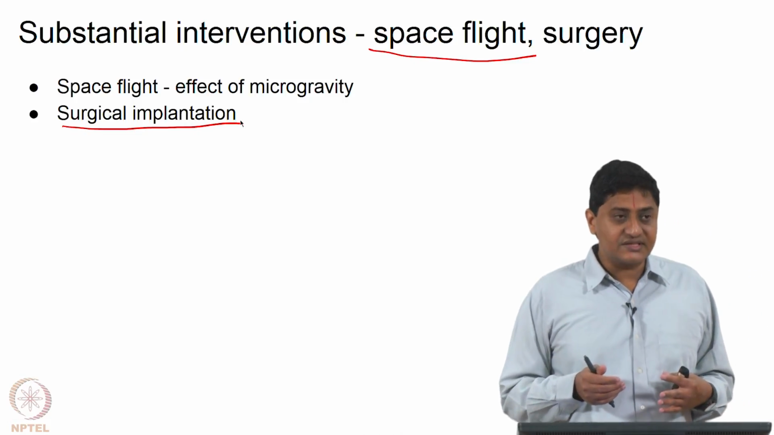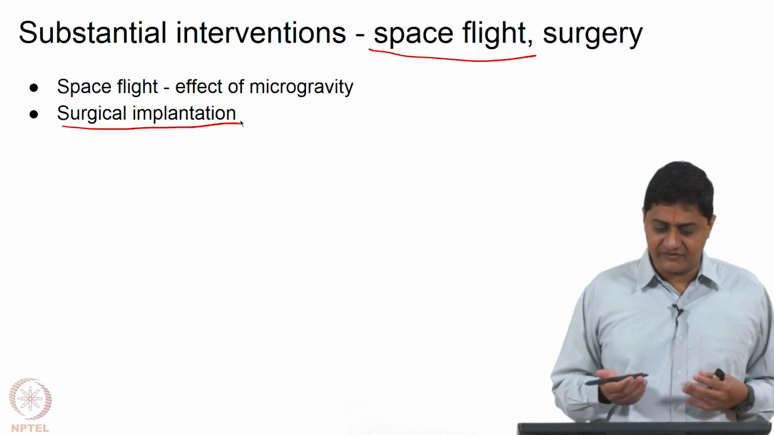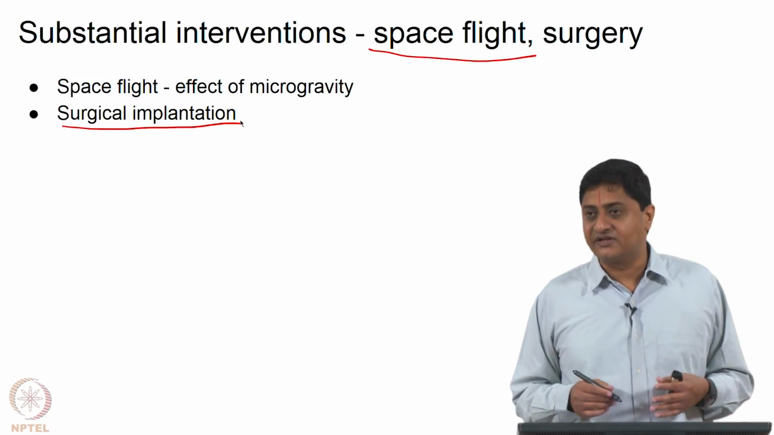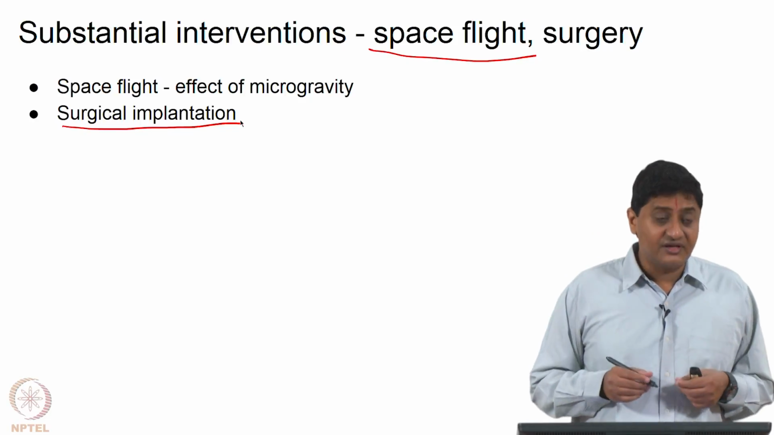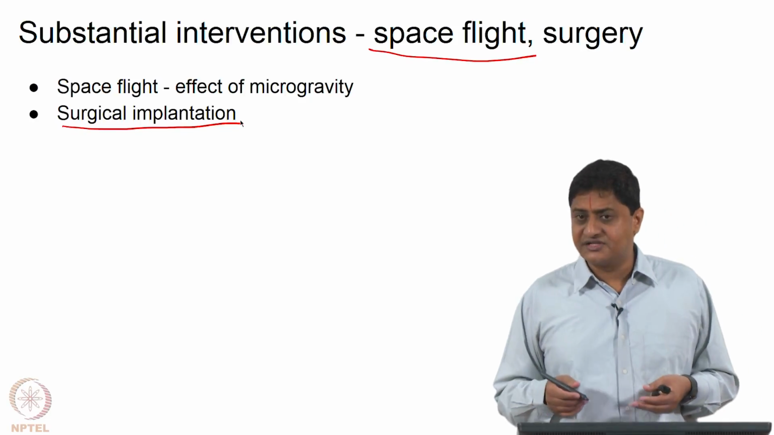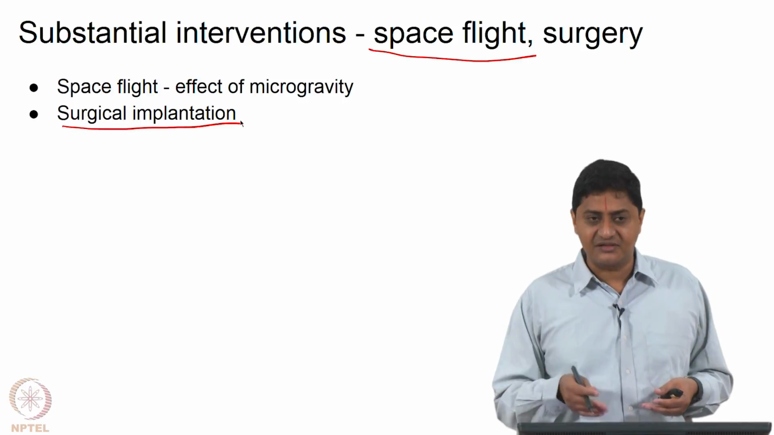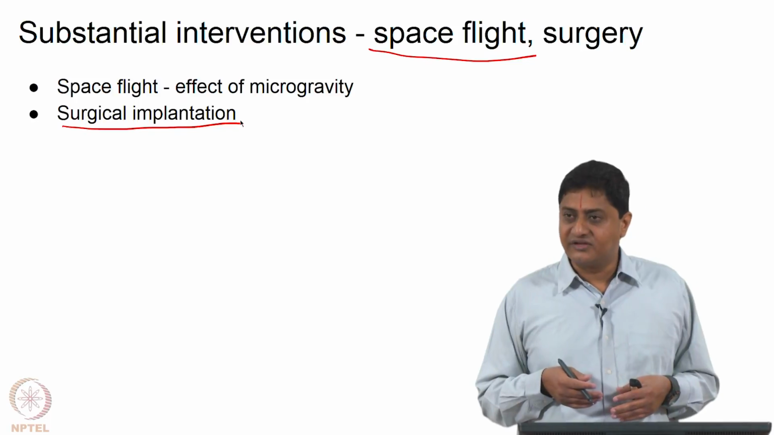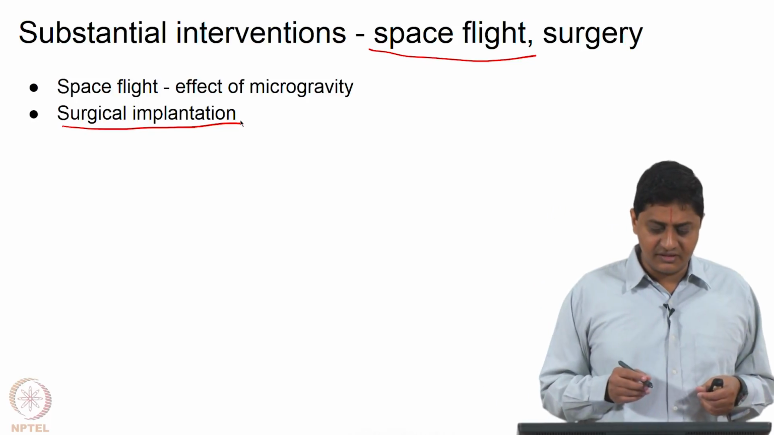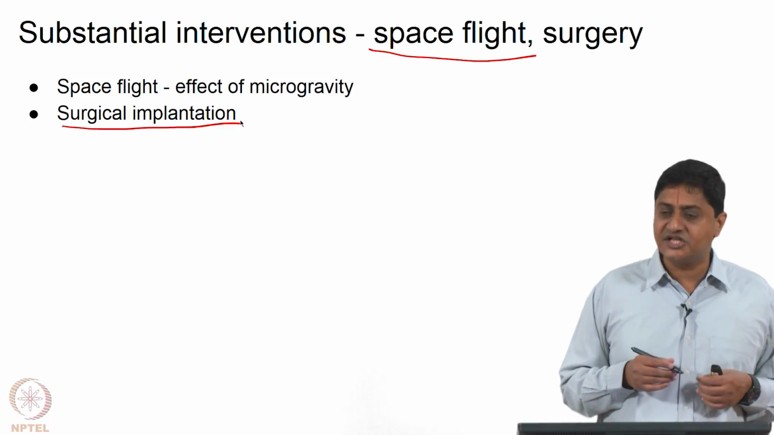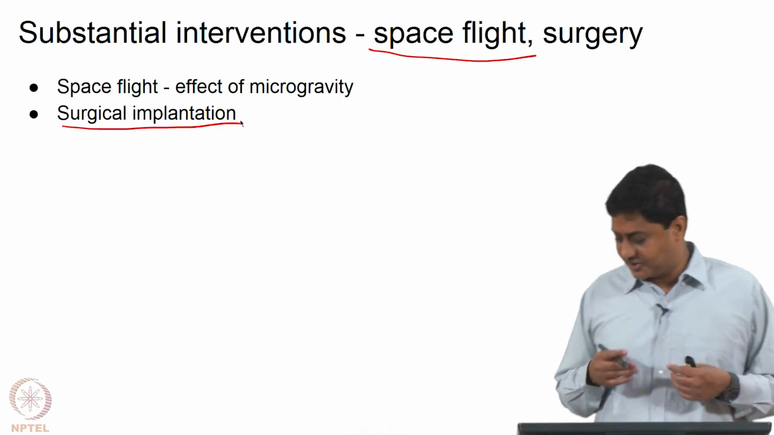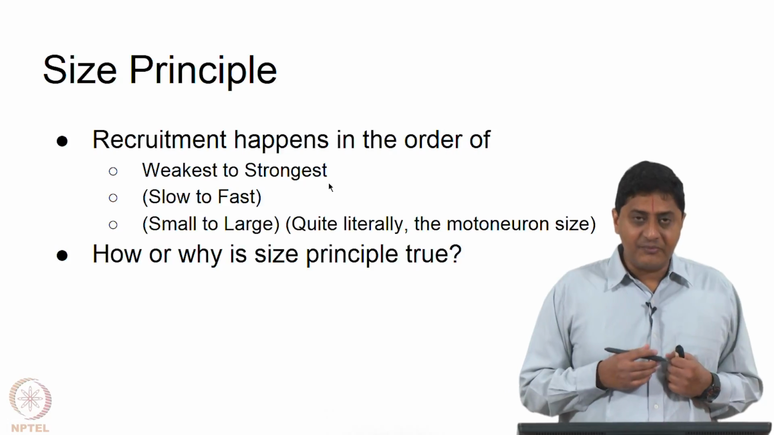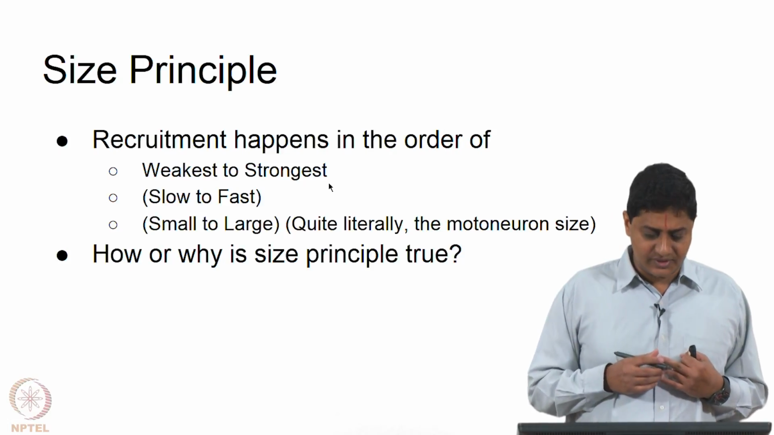So, these two are obviously substantial interventions, right. Space flight is a relatively rare phenomenon, not everybody goes through that, and surgery, moving the nerve from one muscle to another muscle, is also a relatively rare phenomenon. So, these are substantial interventions that could cause a change in type 1 properties and so on and so forth. Okay. How are these units recruited?